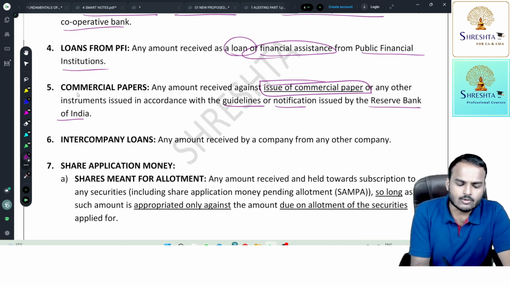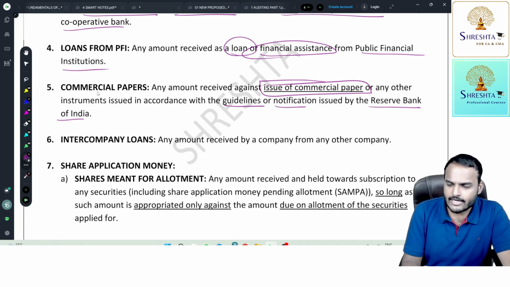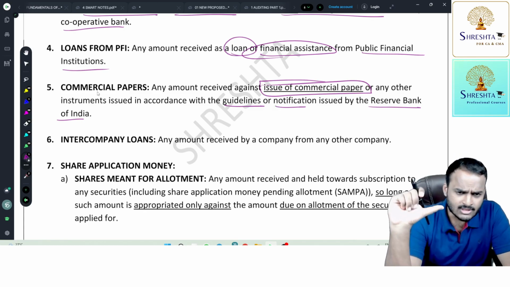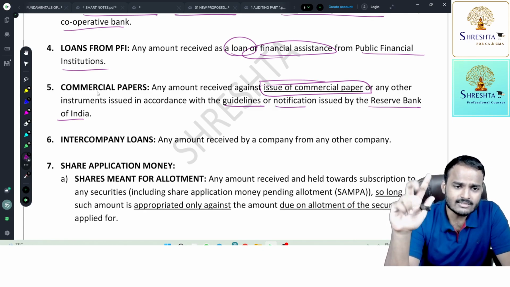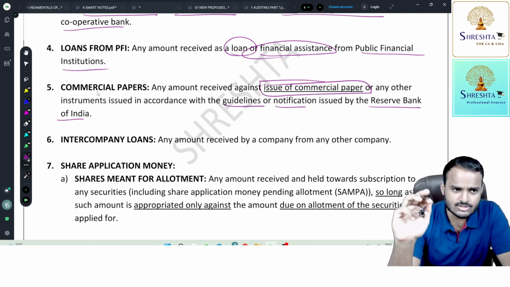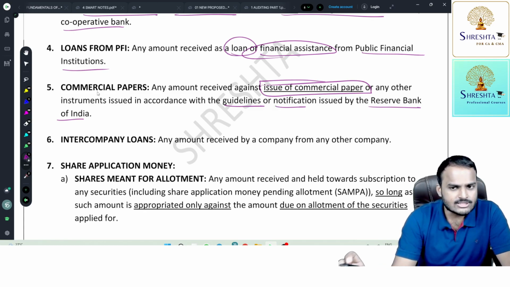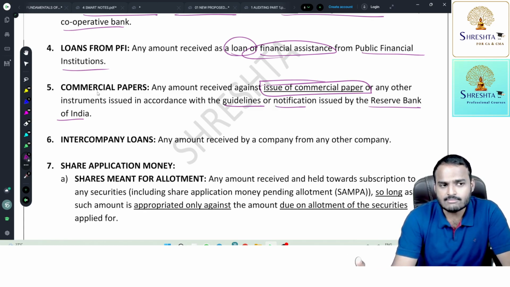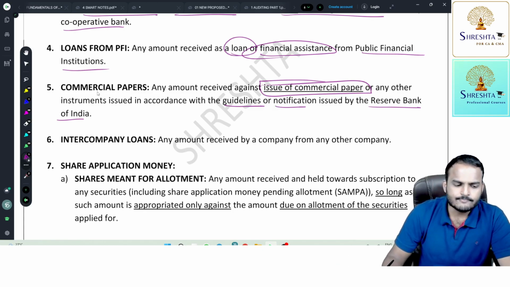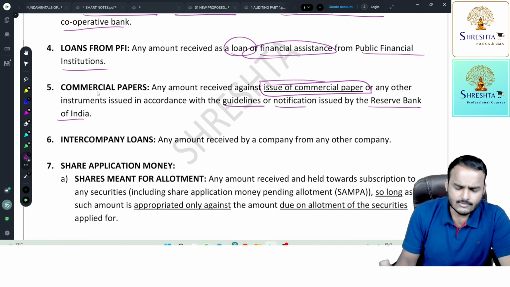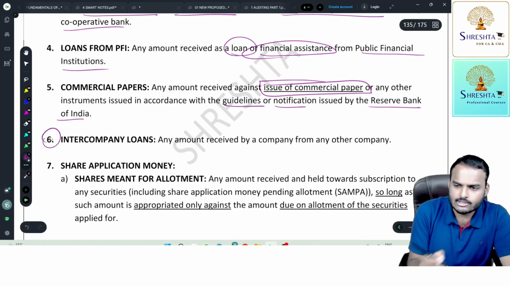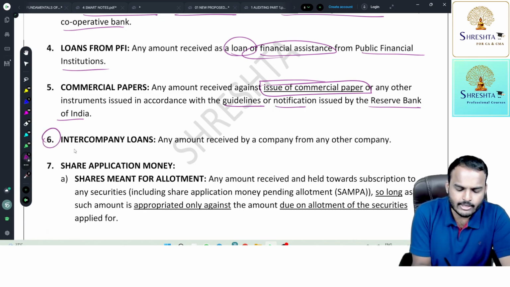Understood? Now, if you observe the first 5 points: borrowings from government, foreign government, banks, public financial institutions, and then the issue of commercial papers. This comes under security. So you can remember easily, the first 4 points are from the parties. I will include the sixth point also. Just let me complete the sixth point.